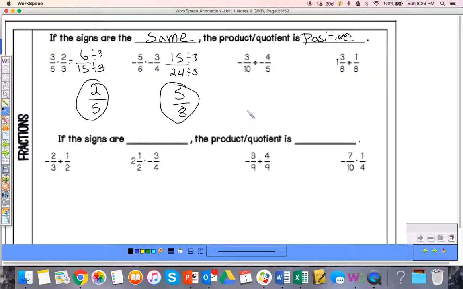And my song for dividing fractions is, dividing fractions, don't ask why, just flip the second and multiply.